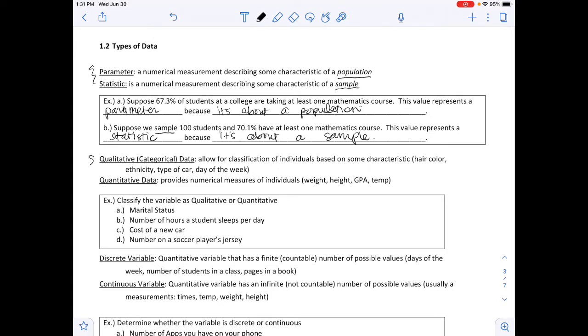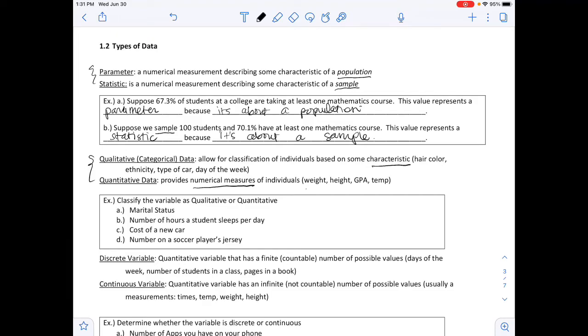The next set of vocab words that we have here is qualitative or categorical data and quantitative data. Qualitative data or categorical data allows for classifications of individuals based on some kind of characteristic, like hair color, ethnicity, type of car, day of the week, whereas quantitative data provides a numerical measure of individuals such as weight, height, GPA, and temp. Again, we are discussing measurements here, and these are going to be numerical.